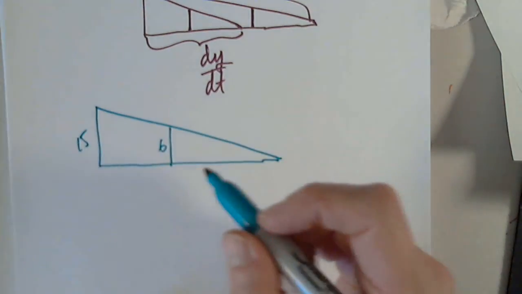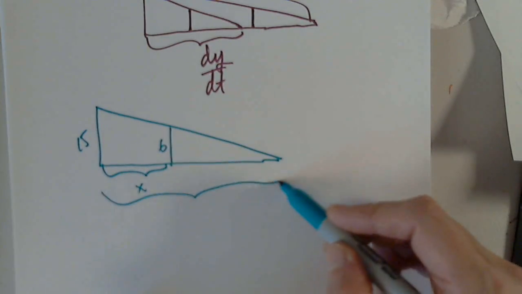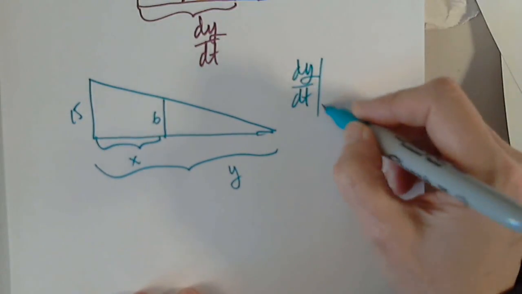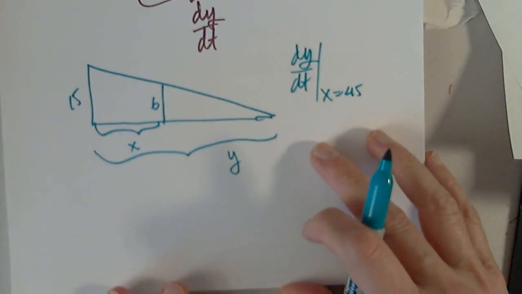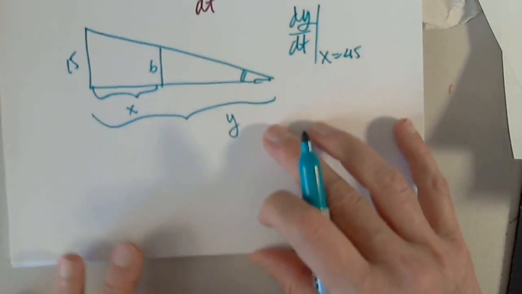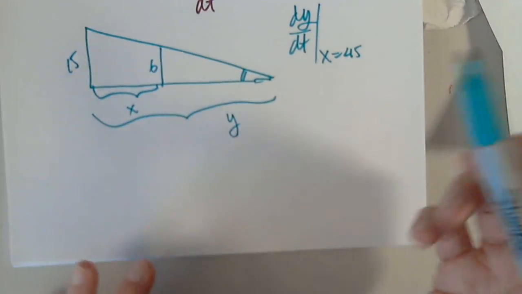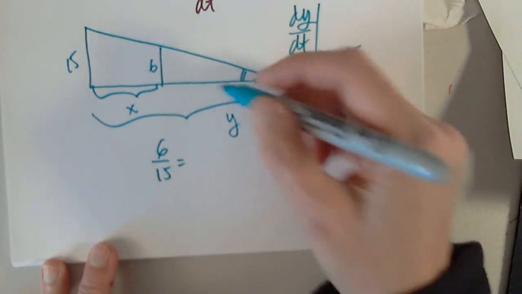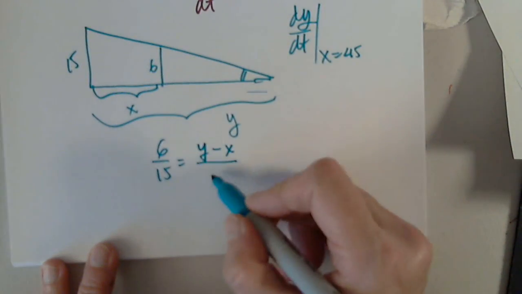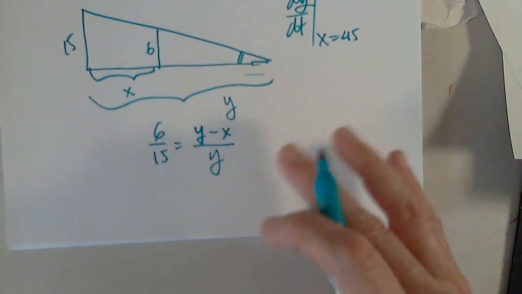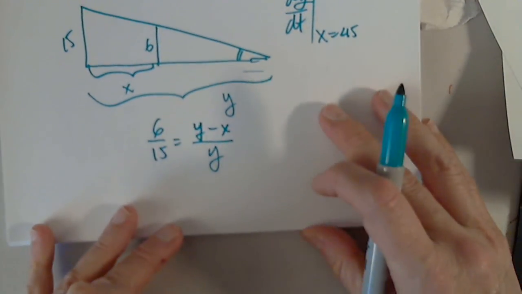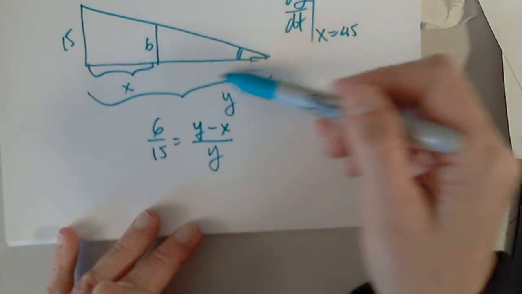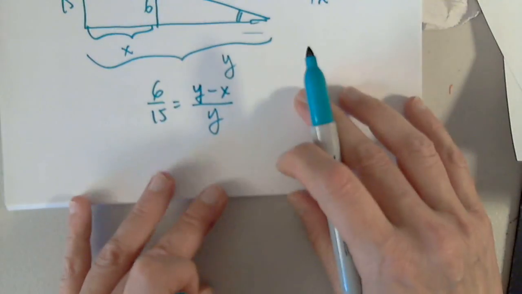So 6 and 15 again. This is x. I'm going to call this y. So if they want us to determine dy over dt when x is 45, that's a different story. So I still have similar triangles, which is a much easier situation. So I have 6 over 15 equals y minus x over y. And I'm done. I thought the problem was more interesting, right? So 6 over 15, and then y minus x over y. And the problem is finished.